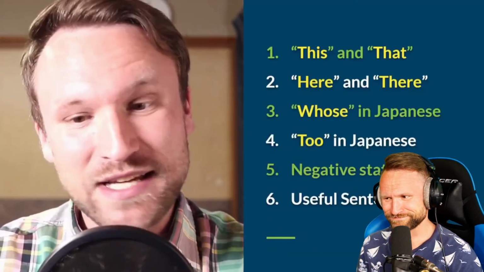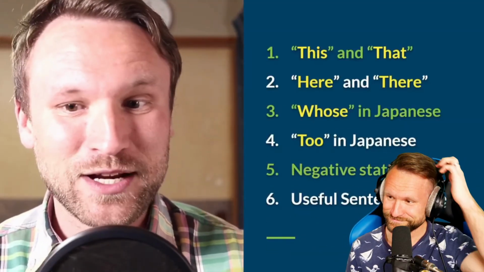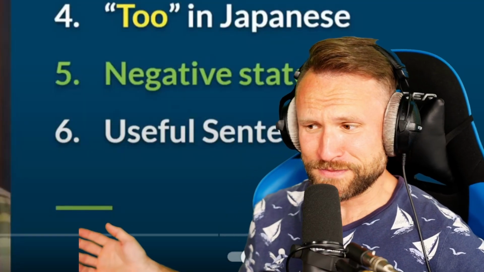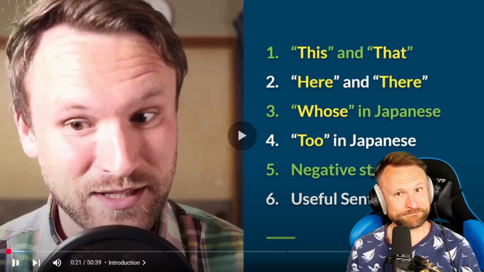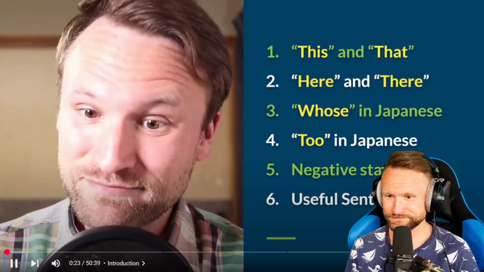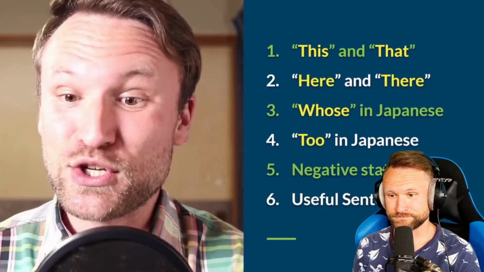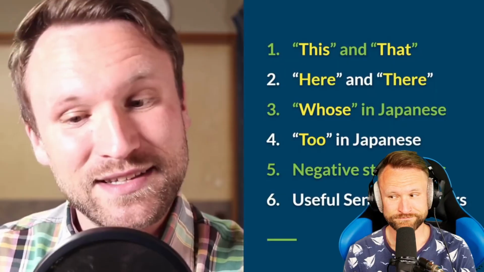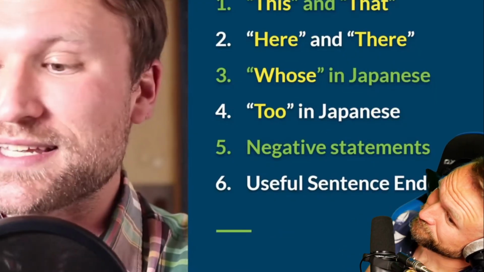Let's go. So just to cover quickly what we're going to be going over tonight, we're going to be going over this and that in Japanese, which we already did in lesson 1 a bunch, but whatever. Here and there, whose, to as in you too and stuff like that, negative statements, and useful sentence enders.